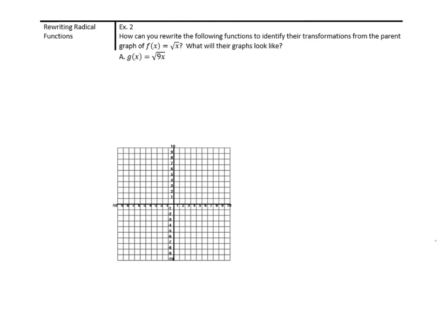Let's take a look at g of x and the rest of the notes for 5.3 tomorrow in class.